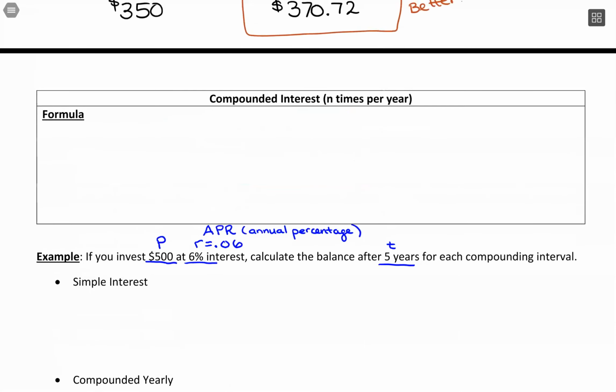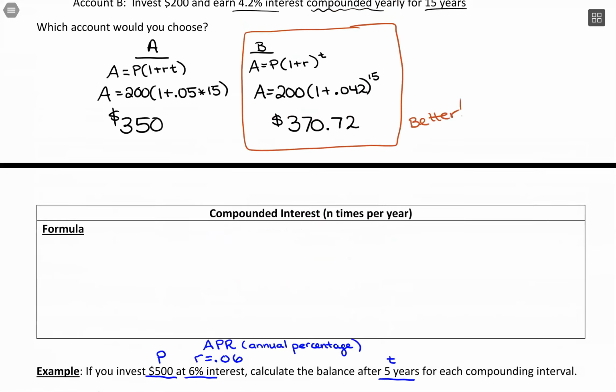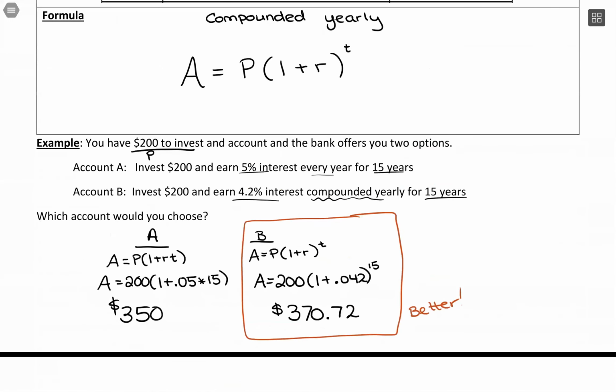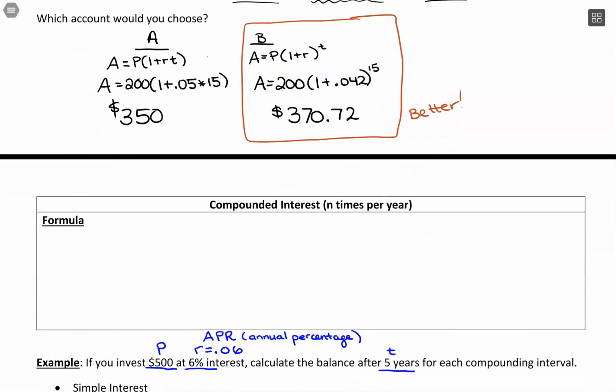So in terms of notation, it'll be very similar to what we see up above here, but what we're going to add on is this notation n, which is going to represent the number of times per year that the account is compounded. So when you see n, it's the number of times per year the account compounds.